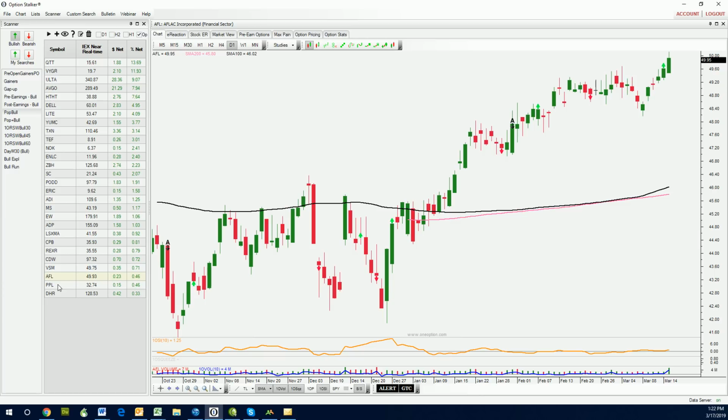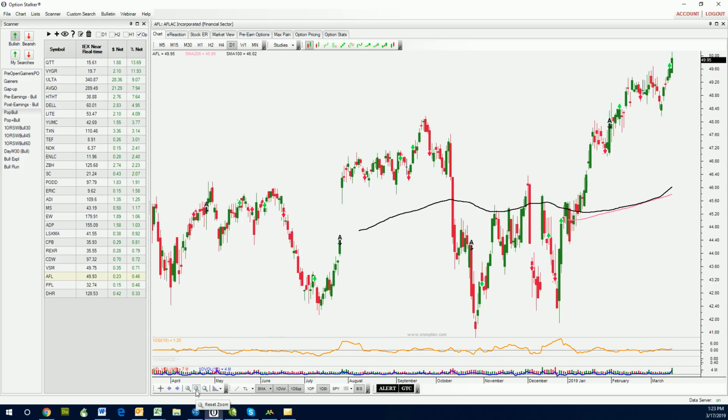AFL, this is an insurance company. That's nice. We've got our relative strength right here. It's been actually quite good. We have a nice pop here. I like this. Good horizontal breakout. Definitely would be a stock that I'm looking at. Zoom out, see what the longer term picture looks like. Choppy, typically. Recently, getting some pretty nice upward price movement.